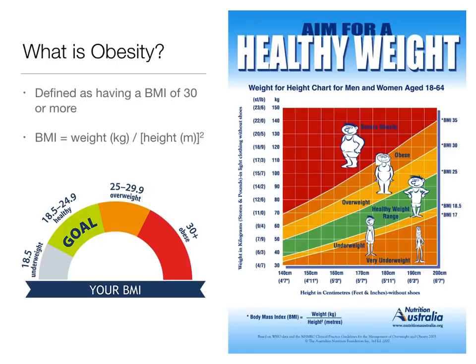Any BMI of 25 and above puts you in the overweight category, whereas a BMI over 30 classifies you as obese. On the right-hand side of the screen is a publication from Nutrition Australia encouraging all Australians to aim for a healthy weight. The chart shown will be explored on the next screen.